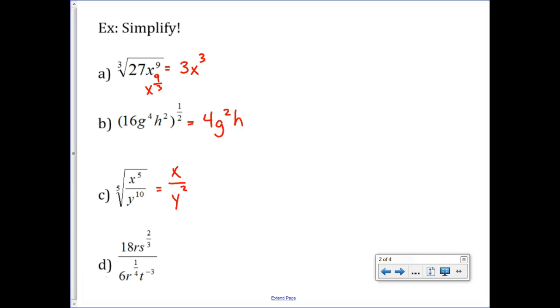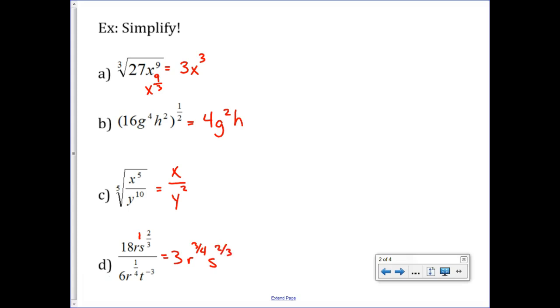All right, in this case, on part D, we need to divide, so we're subtracting exponents. So 18 divided by 6, we still treat like normal numbers. That's a 3. Then I have r to the 1st and r to the 1/4. So 1 minus 1/4, or 4/4 minus 1/4, is r to the 3/4. And then I have s to the 2/3 with nothing else.